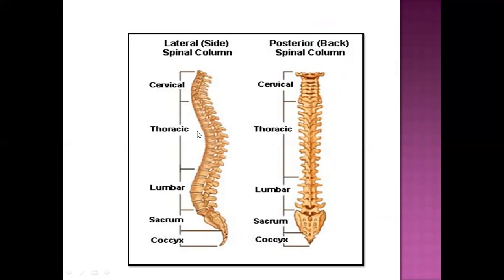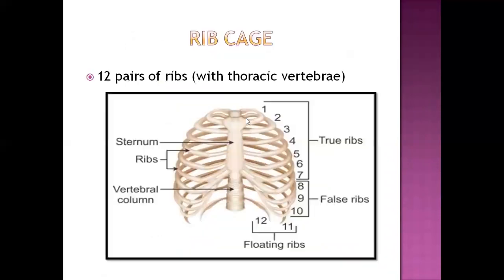Here is the side spinal column, and you can see the curve. और ये naturally ऐसे curve होता है ताकि bending जो है वो ज़्यादा easy हो सके. अगर ये बिल्कुल straight होगा तो bending जो है वो मुश्किल होती चली जाएगी.